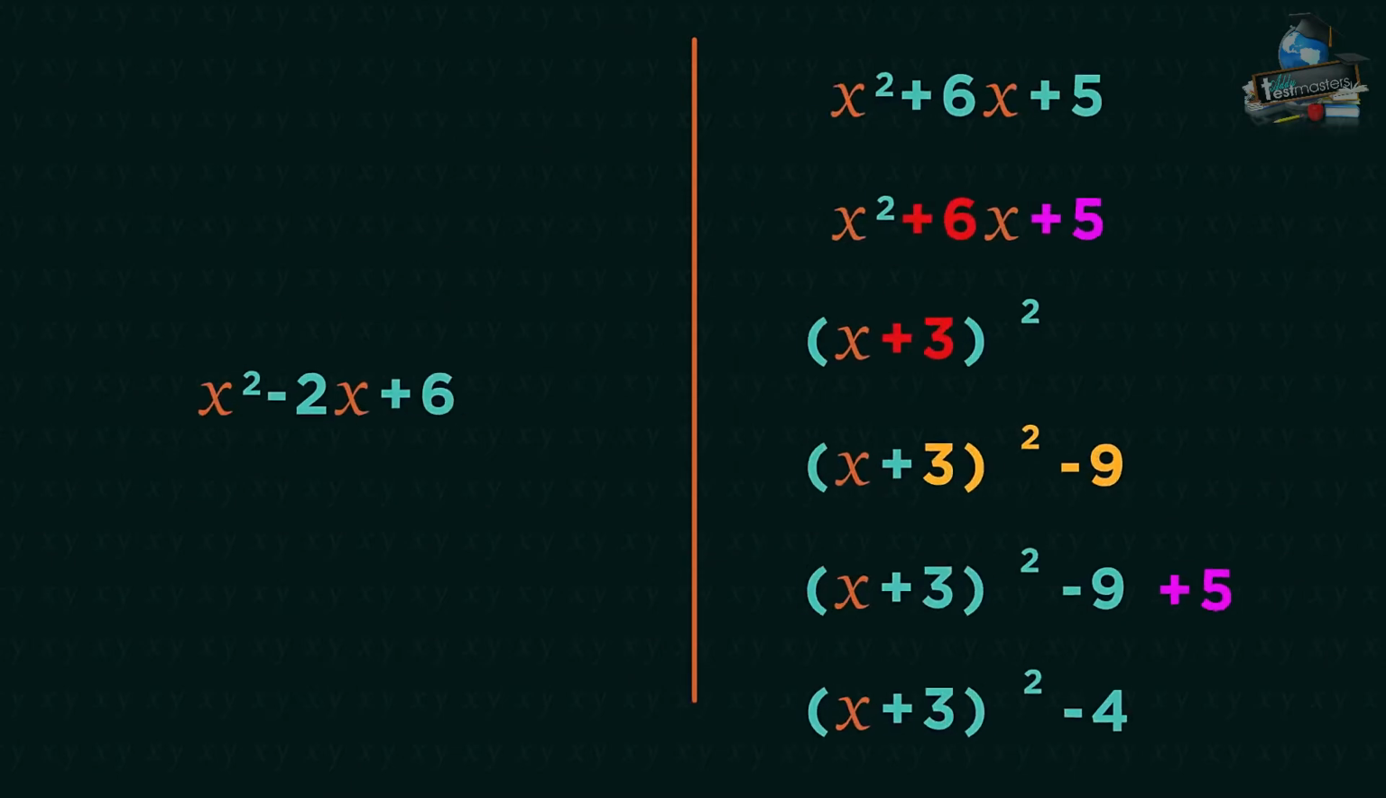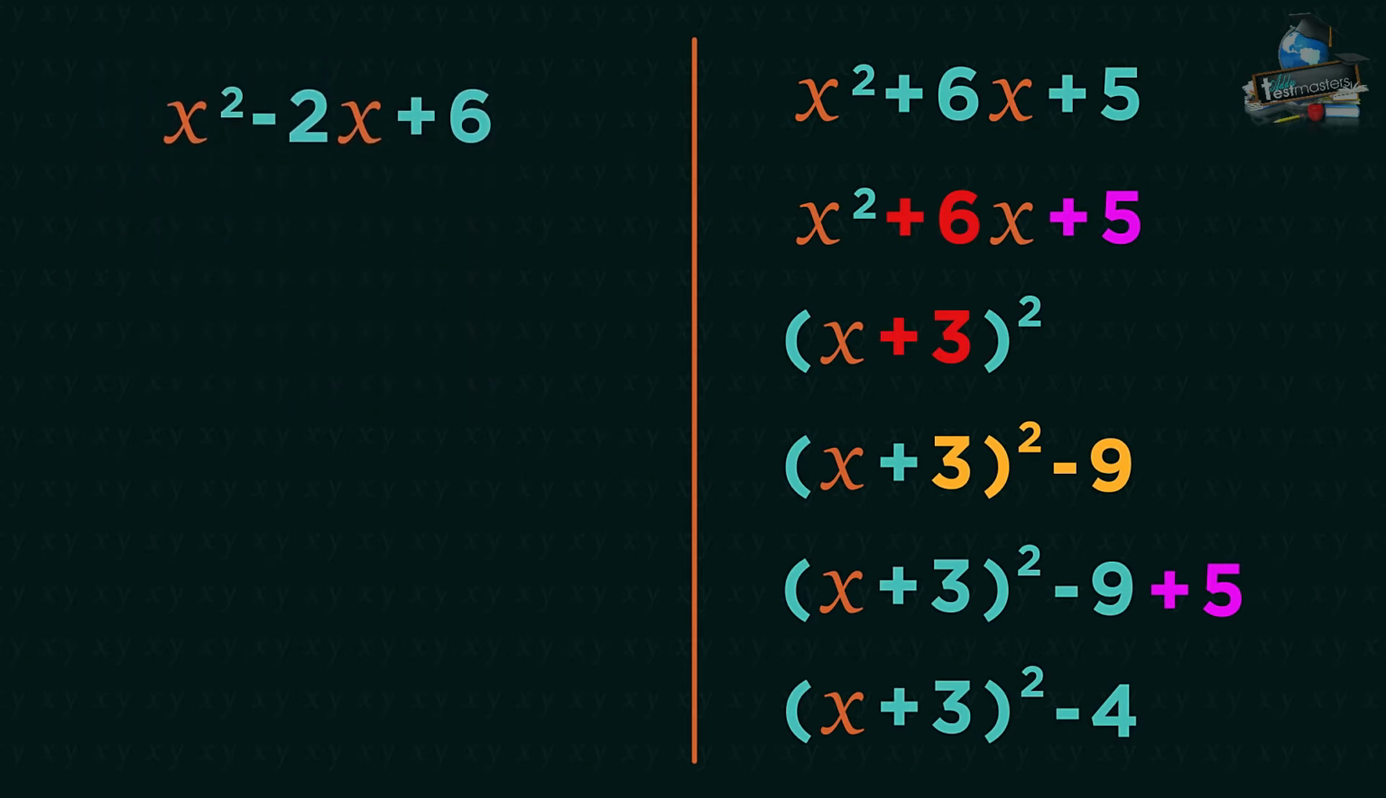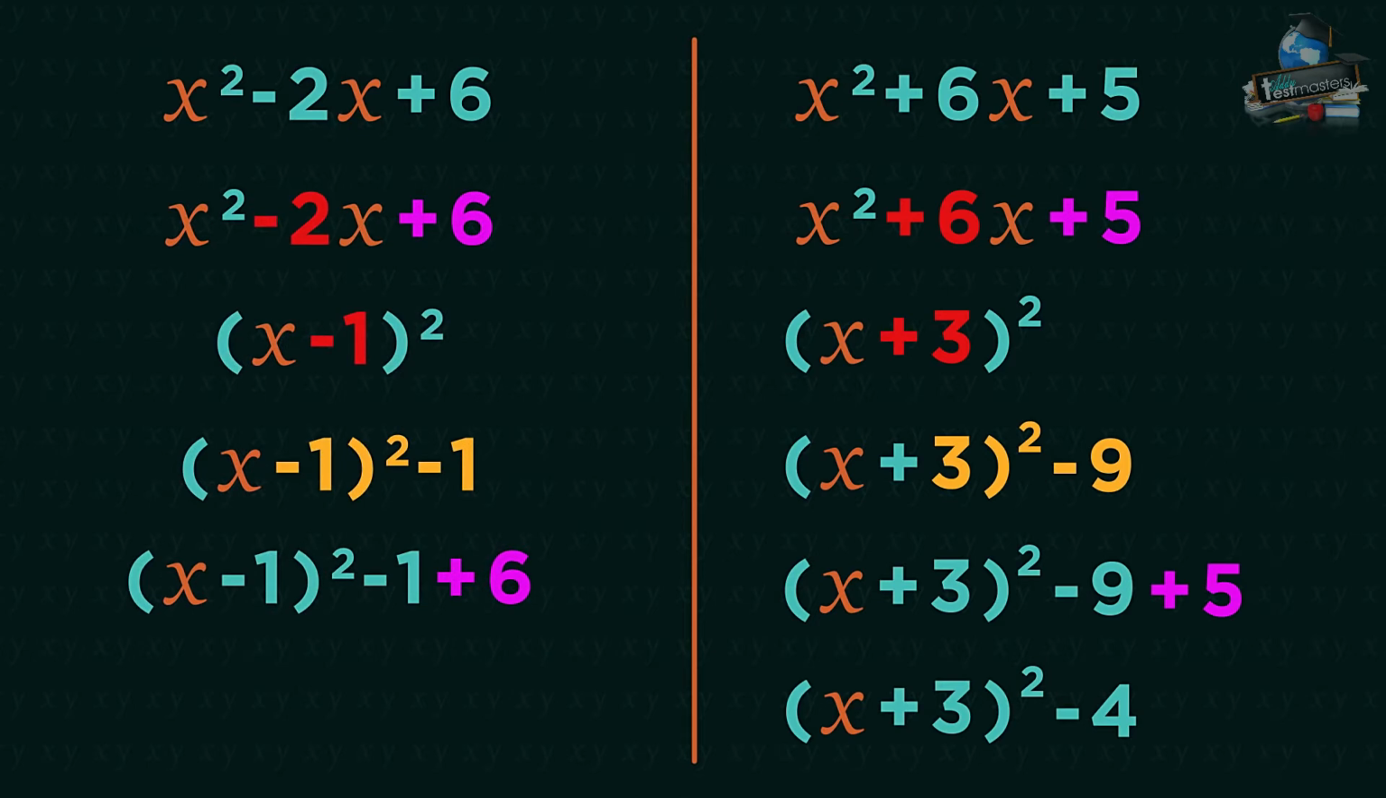I'm going to get you to do a question first before I explain why we need to subtract that number. So subtract 9 from the example before. Give this question a go yourself. Pause the video, work out the answer and click play when you're ready. Did you get it right? x minus 1 squared plus 5.